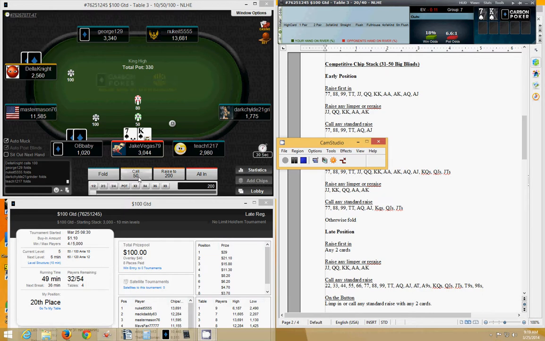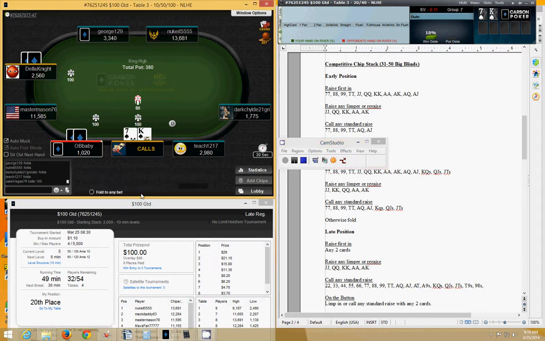King 7 suited in the small blind. I'm going to call. This guy's probably going to go all in. I didn't realize that. Might have given up 50 chips here for no reason. Let's see what happens. Yep, he went all in. Not going to call 1,020 with a King 7 suited, regardless of what he might have. So I'm going to fold it down there.